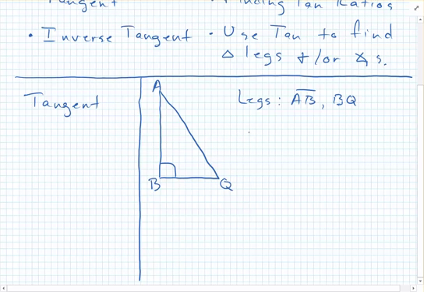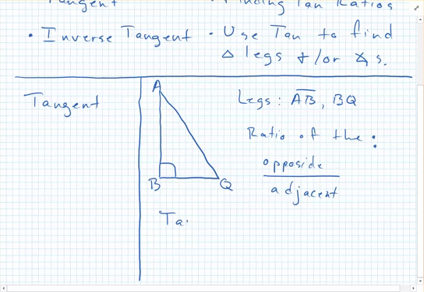Tangent is a ratio of the opposite over the adjacent. So for example, the tangent of angle A would be the opposite side length over the adjacent side length. So in this case, the tangent of angle A is going to be whatever BQ is over the length of AB. Pretty straightforward. Let's do an example.